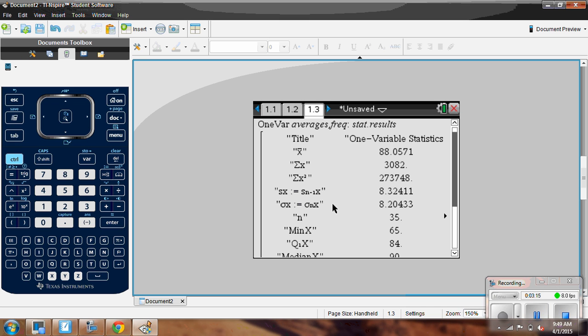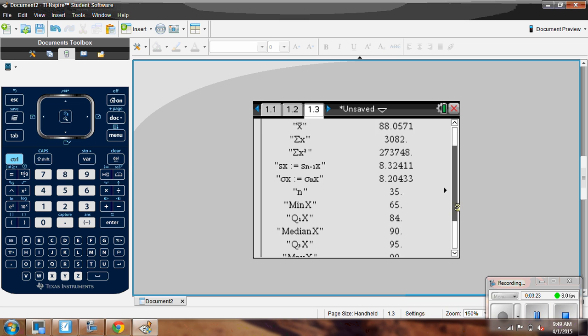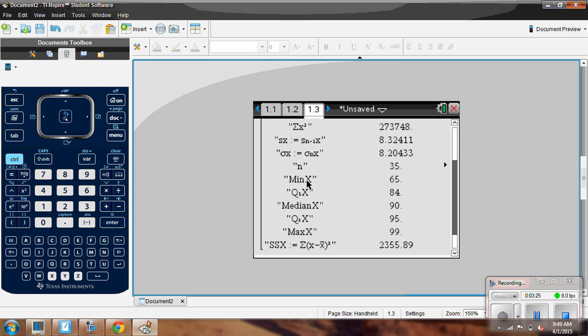Sigma x is our population standard deviation of 8.20433, which we need to get our answer to our question. We'll come back to it in a minute. Just going to refresh your memory on all of this. N is your sample size, which is 35. And in the last video, I showed you how to calculate by hand the 5-number summary, but it's listed here. Your min, your quartile 1, your median, your quartile 3, and your max.